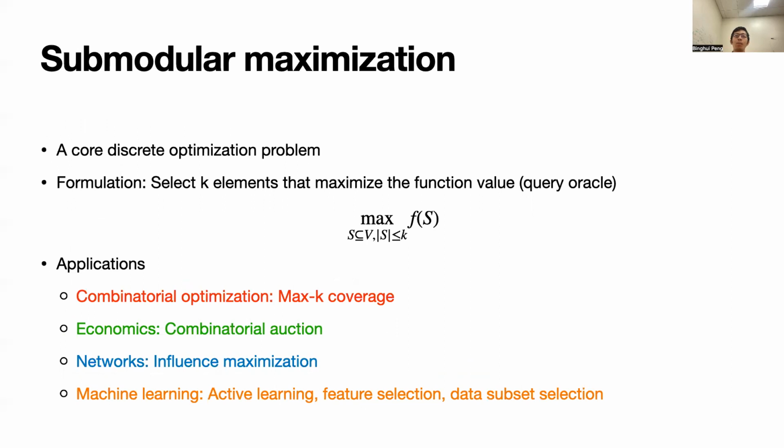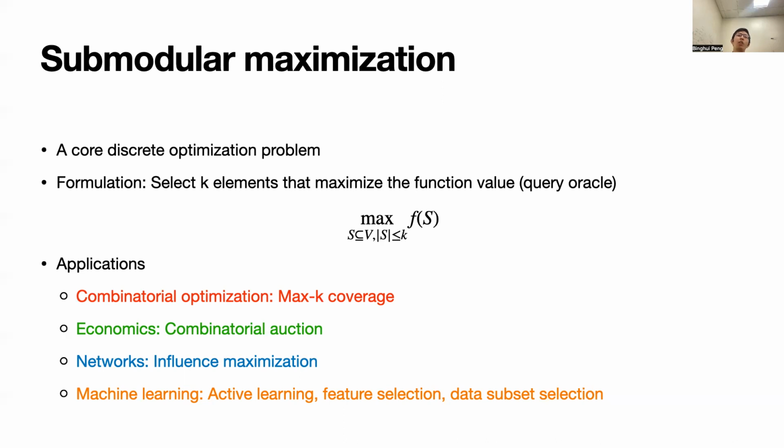Submodular maximization is a core discrete optimization problem with many applications. For example, in combinatorial optimization, the max k-coverage problem can be classified as a submodular maximization problem because the coverage function is always submodular. Also in economics, the submodularity property naturally captures the diminishing return property, and the classification in combinatorial auctions where the bidders are usually assumed to have submodular values.